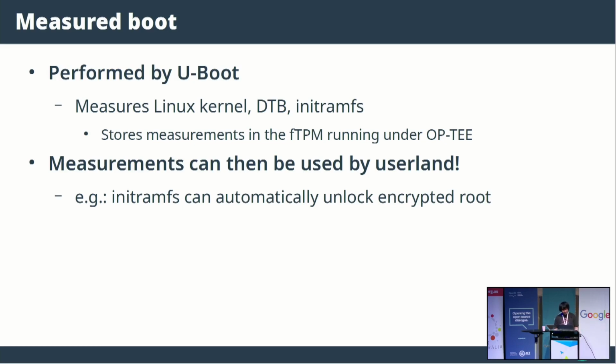So for measured boot, it is performed by U-Boot. When U-Boot first boots up, it will measure all the payloads required to boot Linux and store the measurements into fTPM. And then those measurements can later be used from the userland. For example, you can let systemd automatically unlock your root device if all the conditions match.